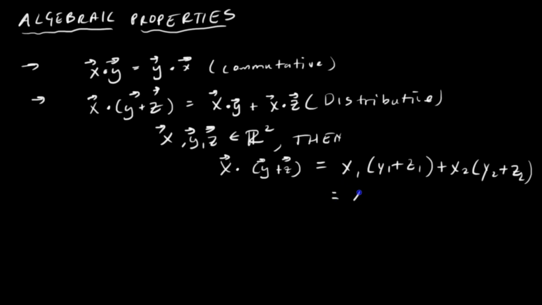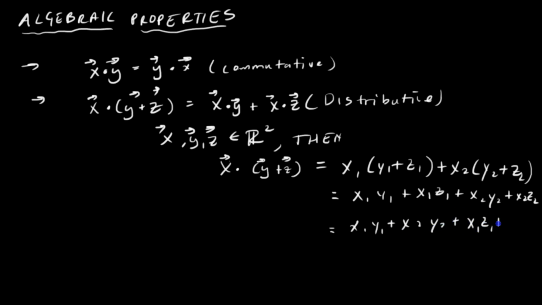So now let's multiply this out. We get x1 y1 plus x1 z1 plus x2 y2 plus x2 z2. And I'm just going to rearrange this real quick as x1 y1 plus x2 y2 plus x1 z1 plus x2 z2. And x1 y1 plus x2 y2 is just x dot y. And x1 z1 plus x2 z2 is just x dot z. So we have just proved the distributive property. Okay? So what else do we got?